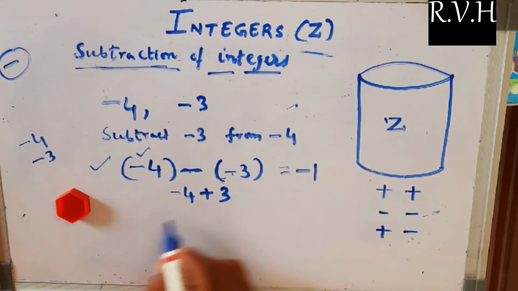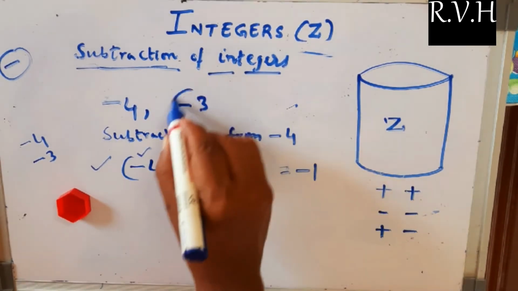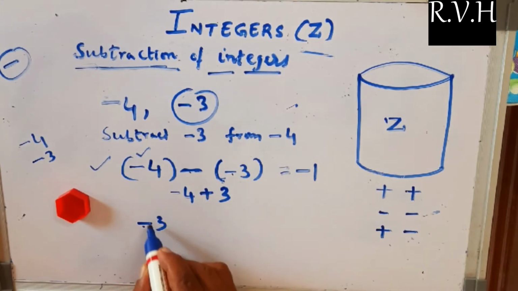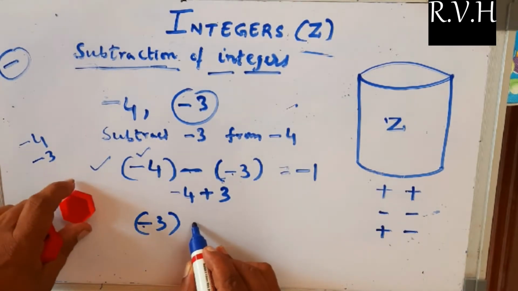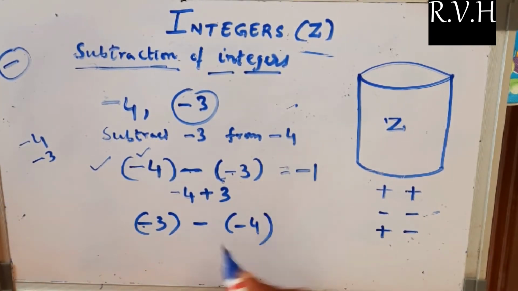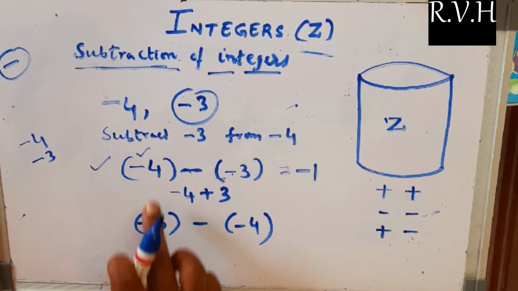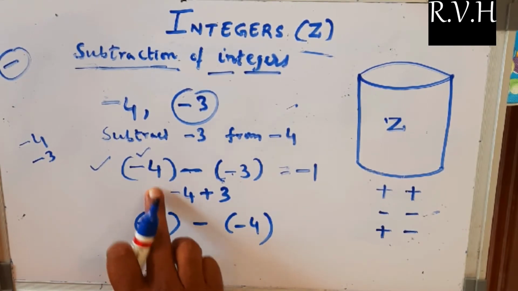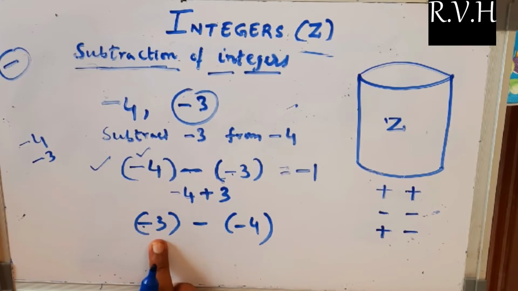But let me exchange the places. Suppose first I write minus 3 and then minus 4. Mind you, both are different. Here I wrote minus 4 in the beginning and here I wrote minus 3 in the beginning. Don't they look different? Yes, of course.